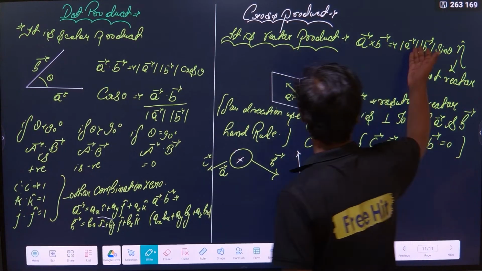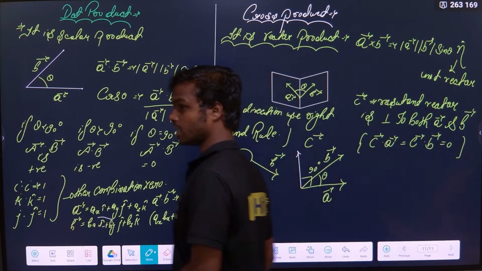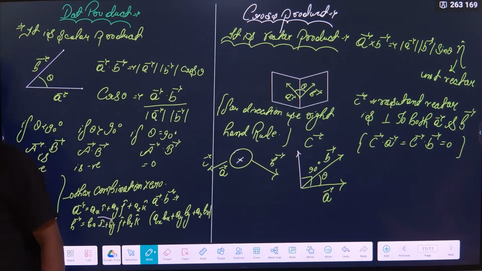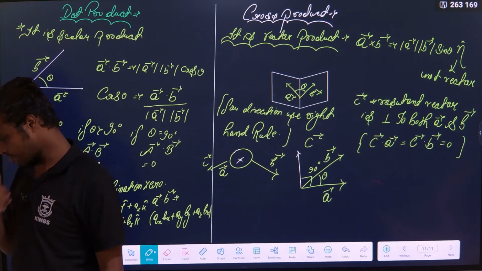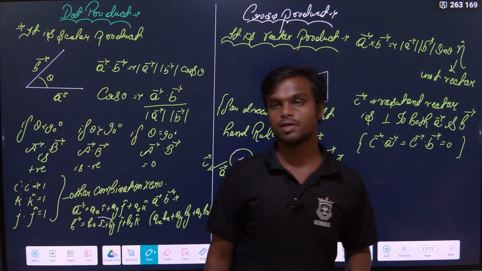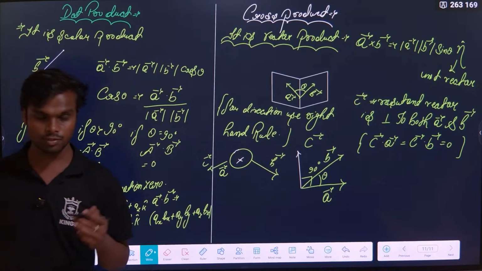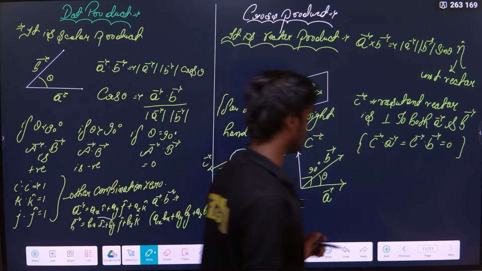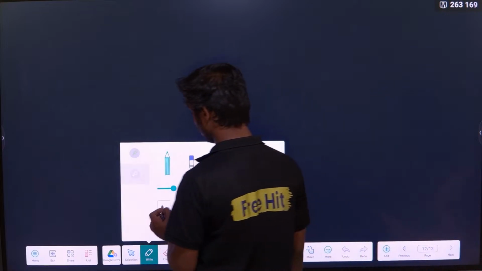For magnitude, the simple formula is mod of A vector into mod of B vector into sine theta. And how to find theta? By using the angle between the two vectors, that is, cos theta is equal to A dot B divided by mod of A vector into mod of B vector. Now there are some formulas, or properties you can say, for the dot product as well as for the cross product. First we will see the properties of dot product.